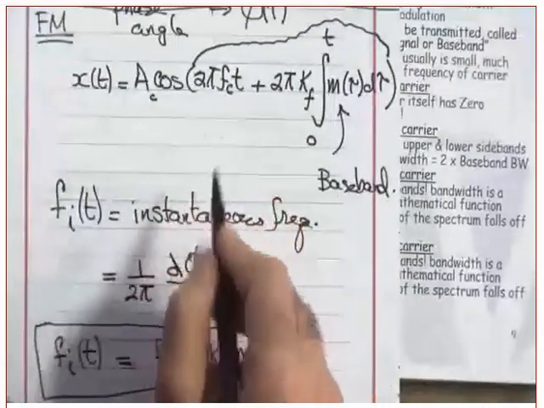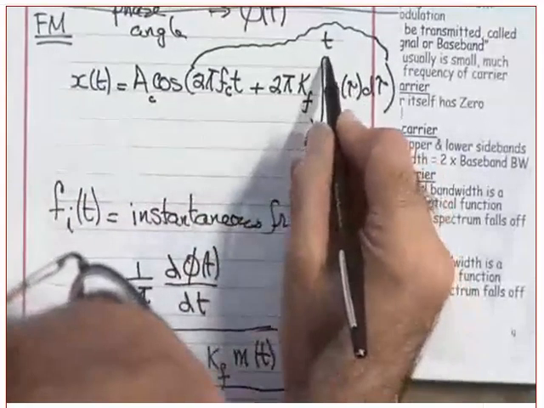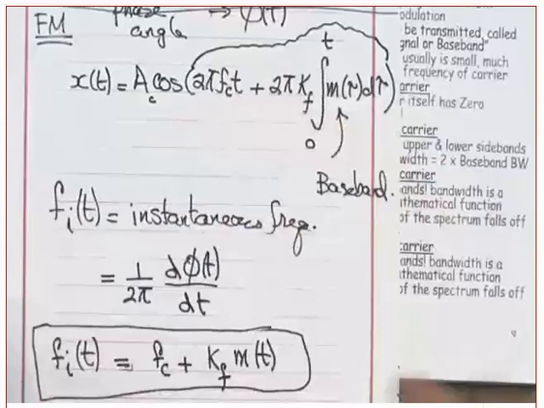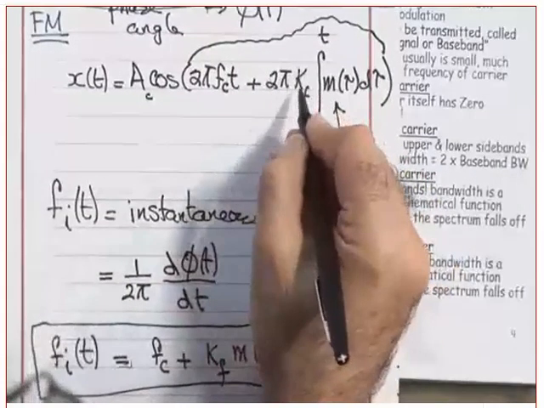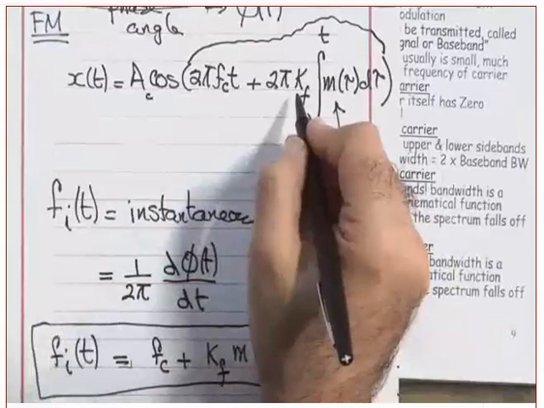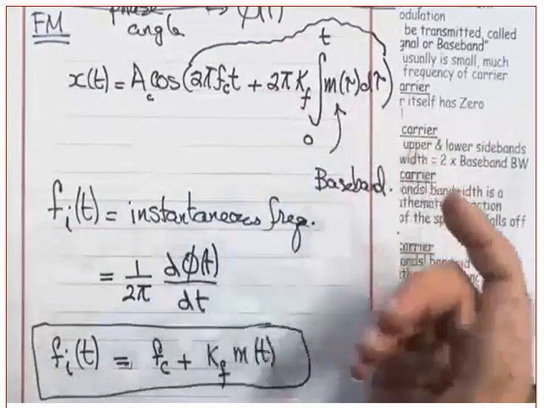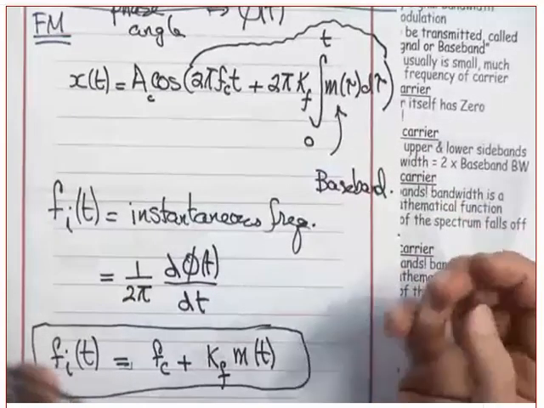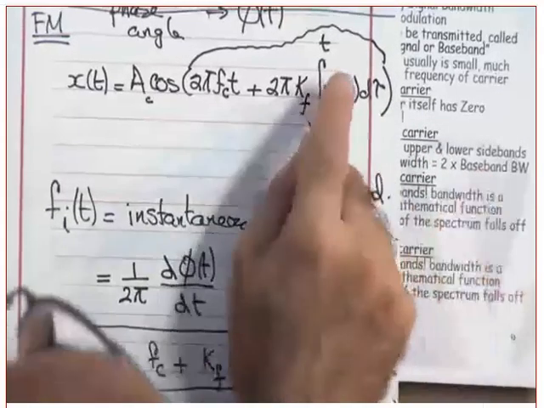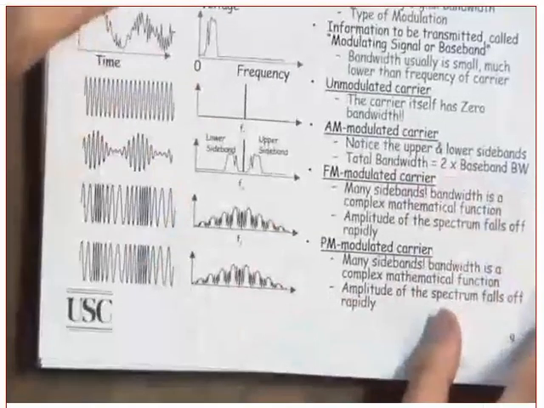Equation-wise, for PM, not FM. PM stands for phase modulation. Instead of the integral, no integral. Did you understand that or not? And change the 2 pi KF into KP, which is the phase modulation parameter. KP times m of t. Did you get this or not? Yes or no? Do I need to write it or did you get it? And instead of integral, there is no integral. Clear? Okay, good.